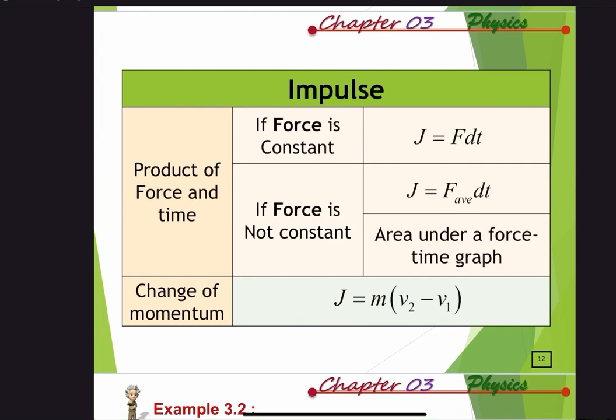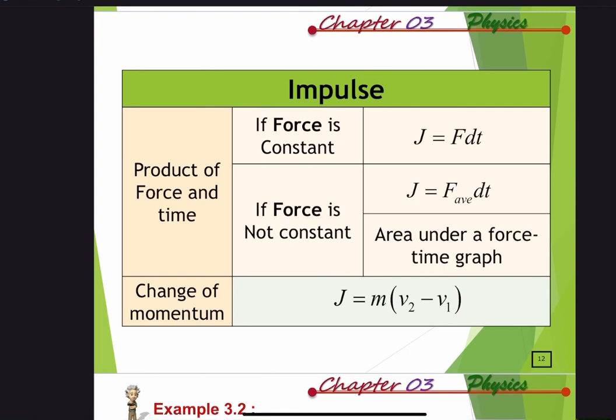For impulse we can divide it into two types. The first is when the force is constant, which means we can use the equation J equal to Ft. The second type is when the force is not constant. Normally, we take the impulsive force as the average force, through the equation J equal to average force times dt, or we can use the graph. The impulse equals the area under the graph of force versus t.